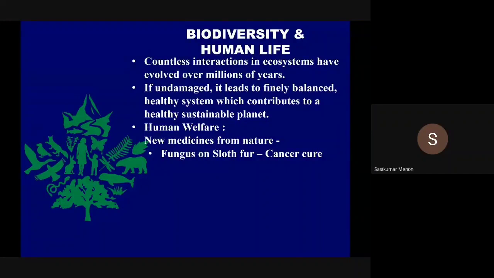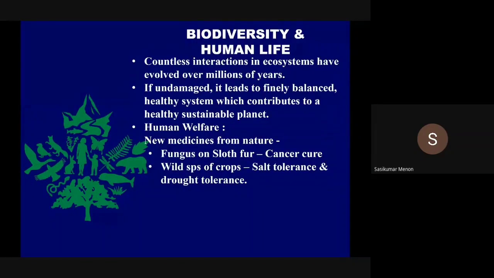Now I'm giving you very close examples, like the fungus that grows on the hairs of the sloth, which is an arboreal mammal, has been found to have chemicals which are very potent in curing cancer. In fact, they are extracting this nowadays, and one or two companies have even been able to synthesize these chemicals. Then wild species of our own crop plants which are available in the forest have genes which allow them to be salt tolerant.